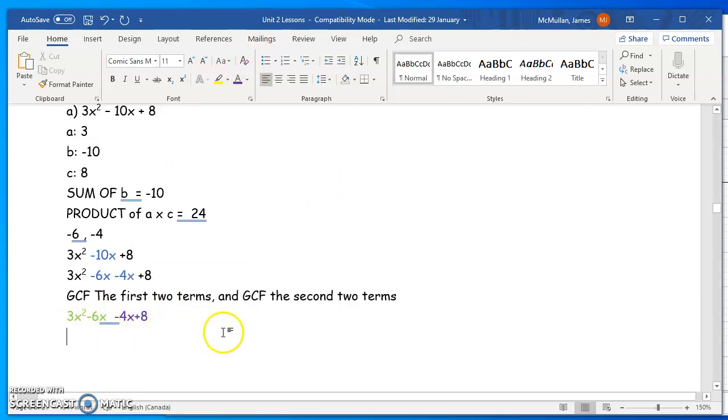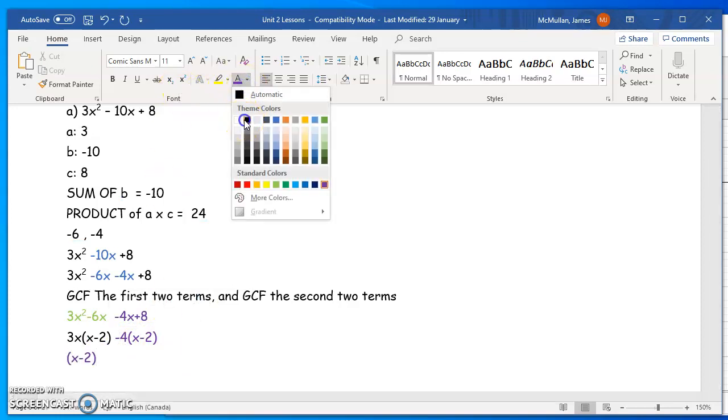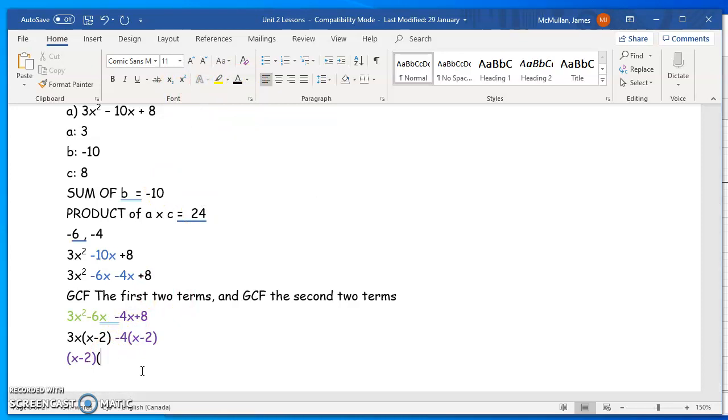Okay, so looking at the green numbers, I can see that they both have a 3x. What would be left is x minus 2. When I look at the two purple numbers, what I see is they both have a minus 4. What would be left is x minus 2, right? Now if I did this right, what should happen is that this bracket, x minus 2, should be common, which means I can factor it to the front, and then I can just collect whatever's left behind. Whatever's left behind here would be a 3x from the first chunk of the question and a minus 4 from the second chunk of the question.